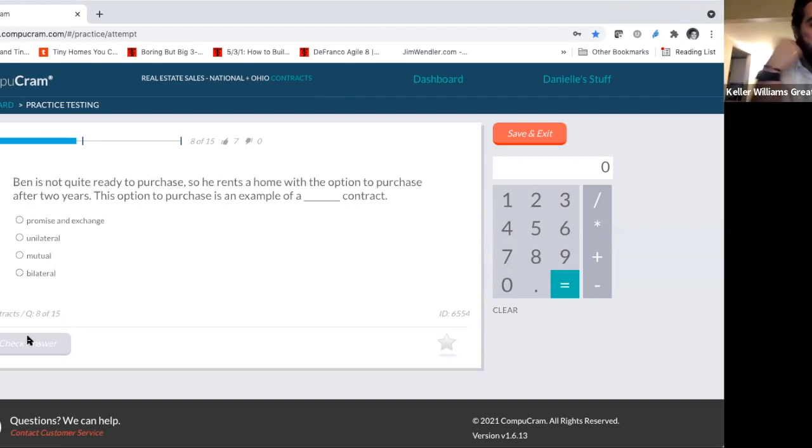Ben is not quite ready to purchase, so he rents a home with the option to purchase after 2 years. The option is an example of A, promise and exchange contract, B, unilateral contract, C, mutual contract, or D, bilateral contract.